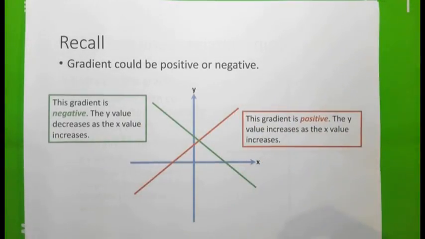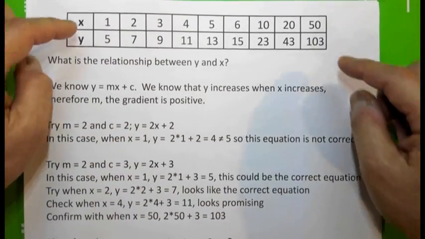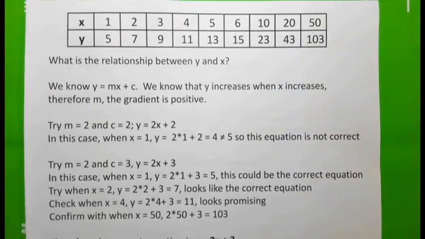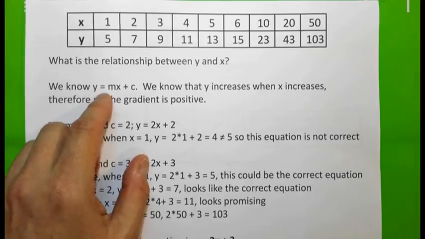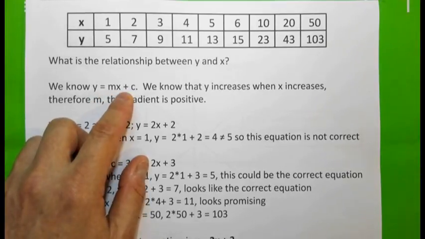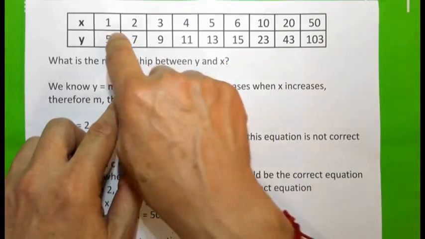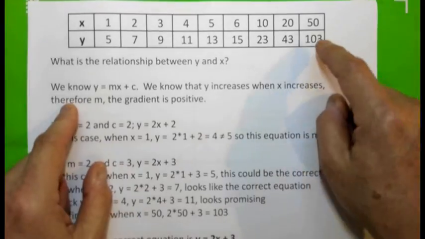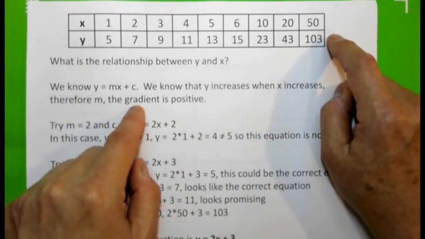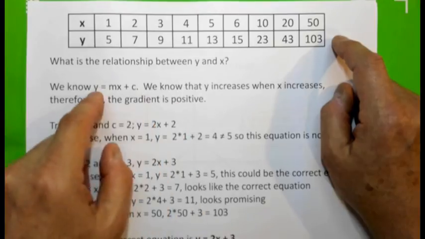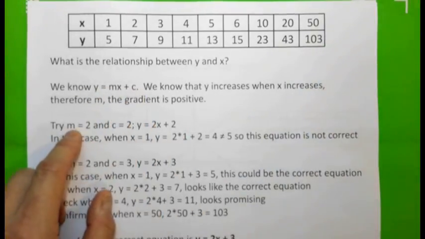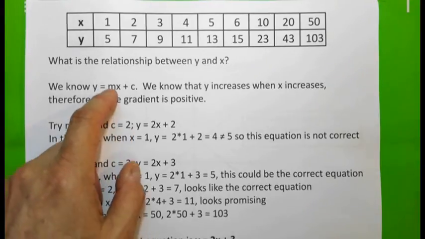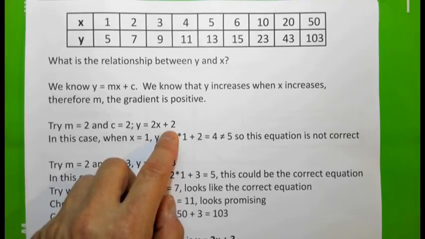If you are given a series of data of x and y, can we find the relationship between y and x? Now, we know that y equals mx plus c. We know that from the information given, when y increases, x increases. Therefore, in this case, for m, the gradient is positive. So using this, let's try m equals 2. We know it's positive, and c equals 2. So the equation should be y equals 2x plus 2.